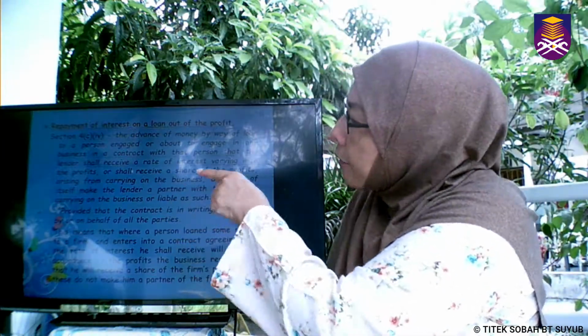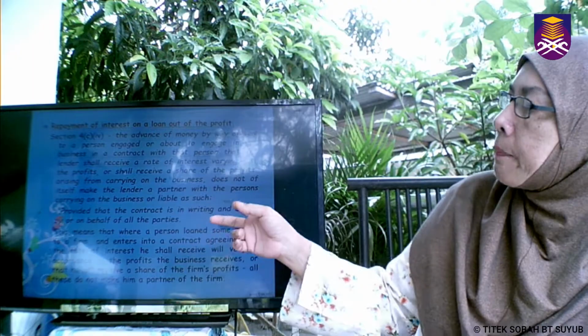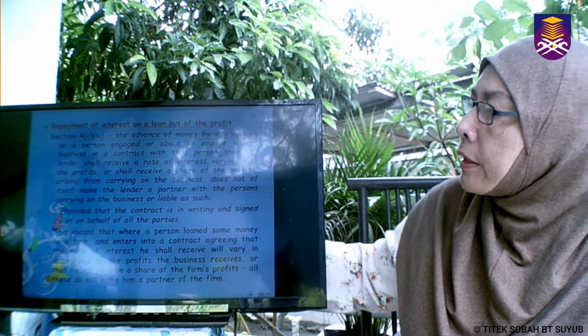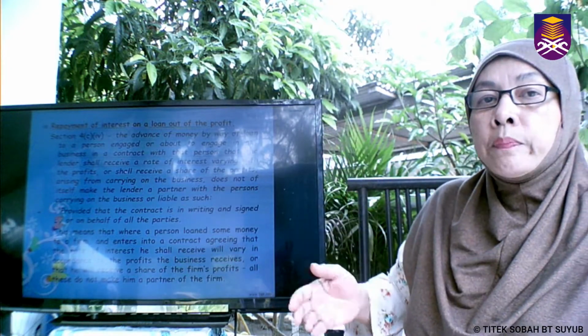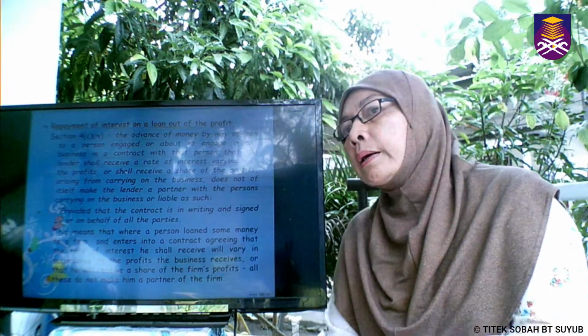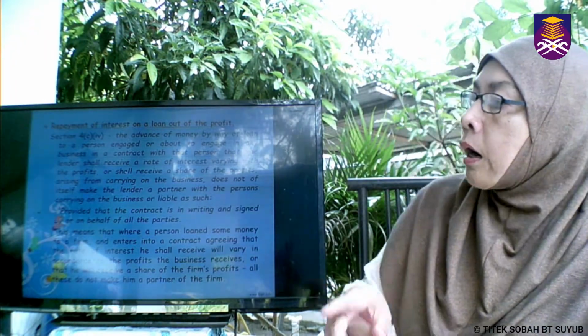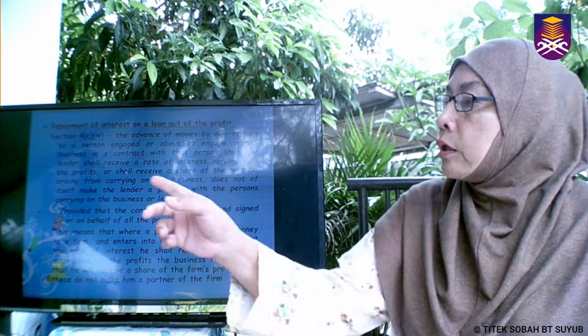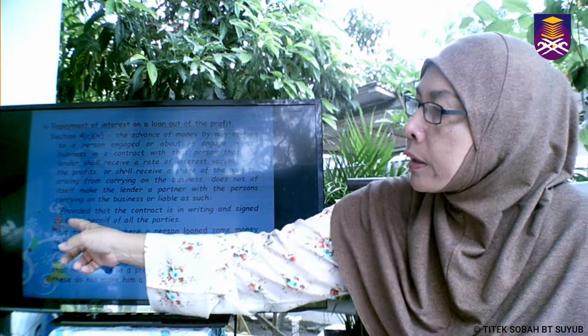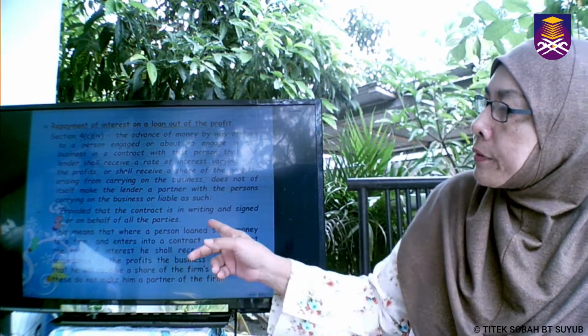Or shall receive a share of the profit arising from carrying on the business does not of itself make the lender a partner with the person carrying on the business or liable as such. It says here, just because this is how payment is being done, the payment varies with the profit, this does not mean that he is a partner. However, the most important thing is that, can you see the word provided here? So meaning it's an exception here. Exception says that the contract is in writing.